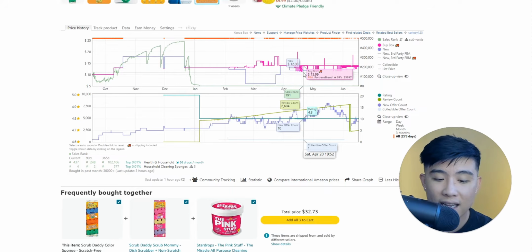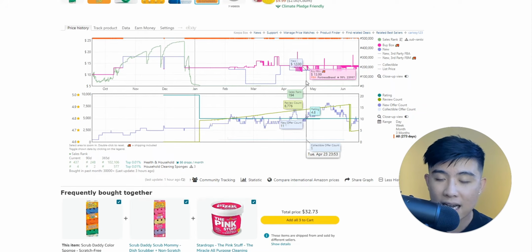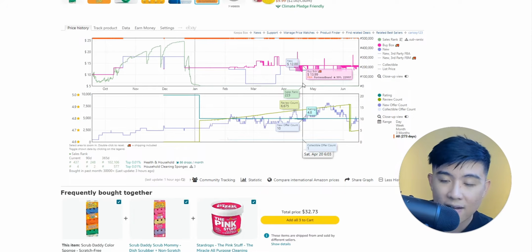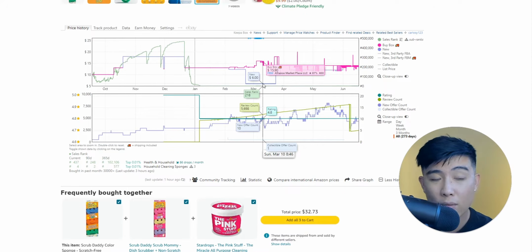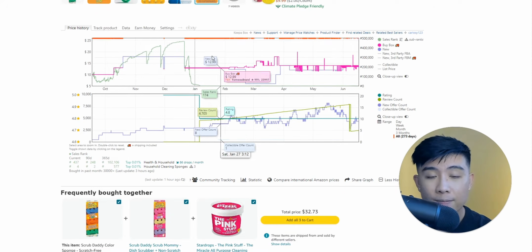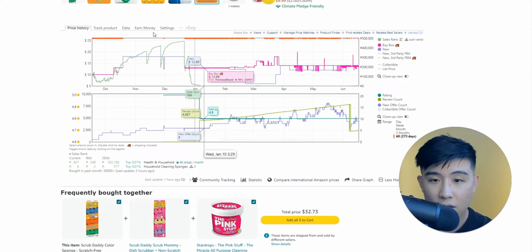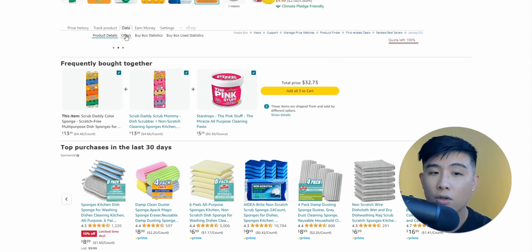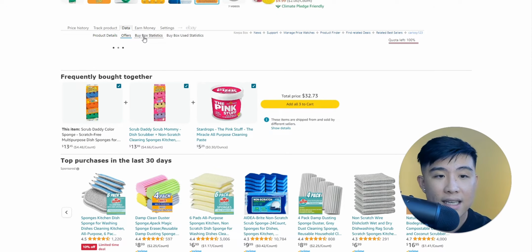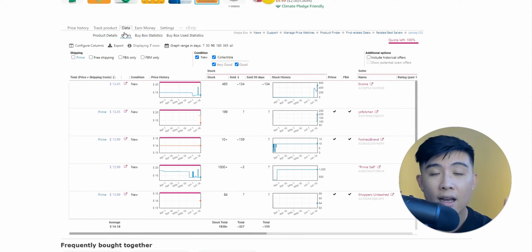Obviously, this listing is a little bit different because it's kind of unusual that the pricing is just flat as it's only dominated by one seller. But regardless, Keepa is very important because it shows you all the historical data. It shows you the offer count, buy box statistics, every single thing. And like I said, you really need the software in order to make legitimate and smart purchasing decisions.